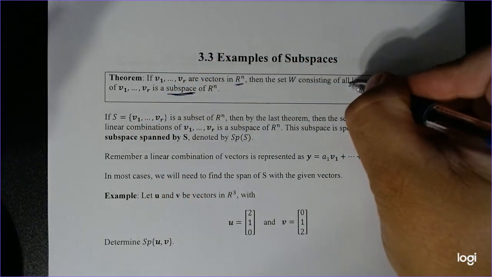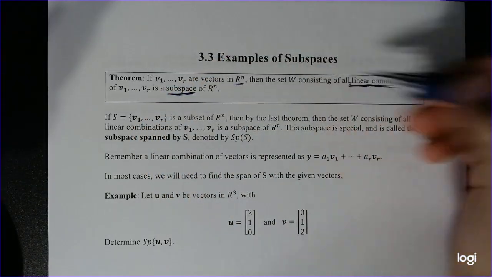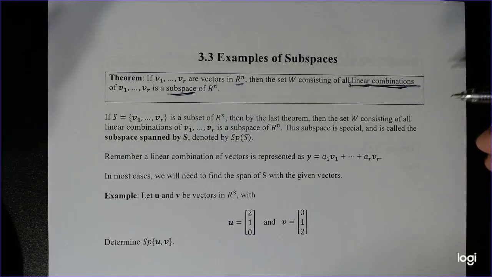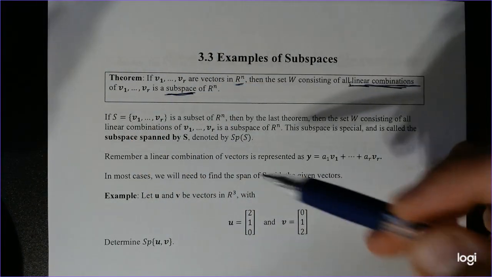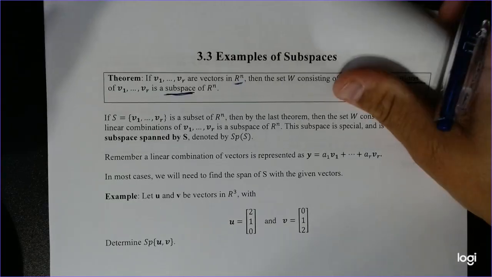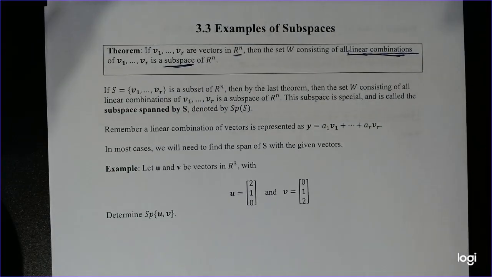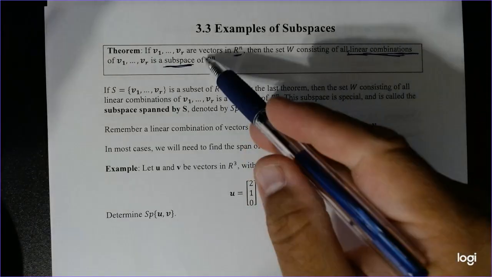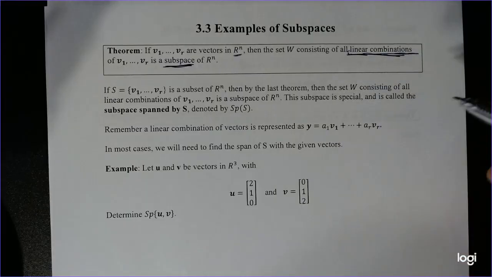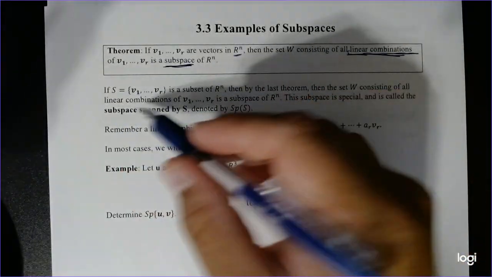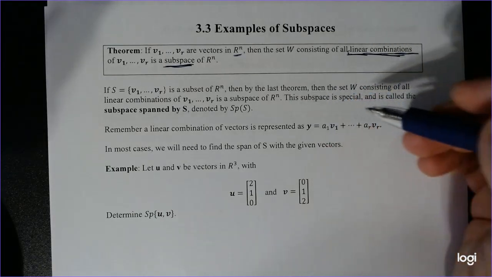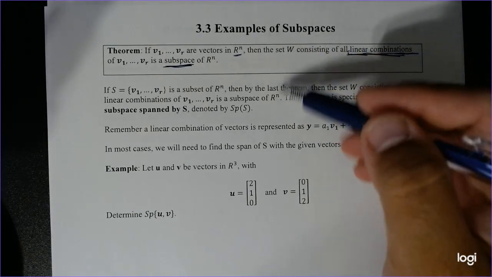So if we can prove that this set W is a linear combination, therefore it's automatically a subspace of Rn. Okay, and we'll talk about that a little bit more as well. But for now, what does this really mean going forward? If S is these vectors and it's a subset of Rn, then by the last theorem, S containing all linear combinations is a subspace of Rn.